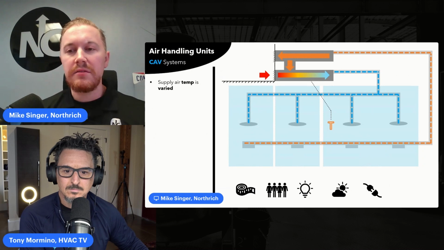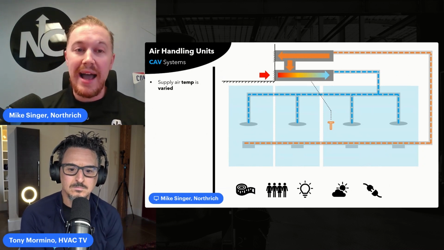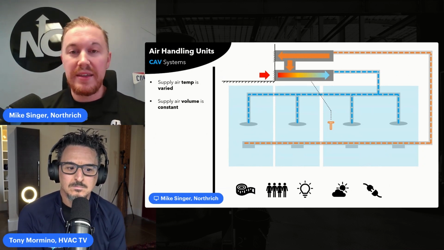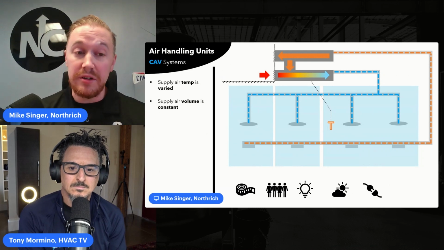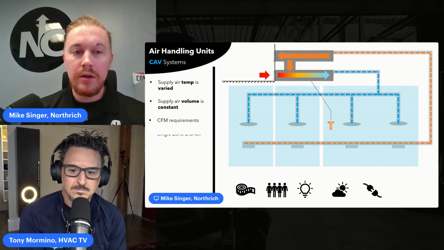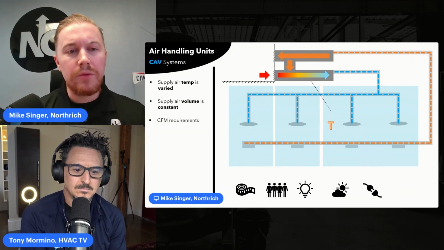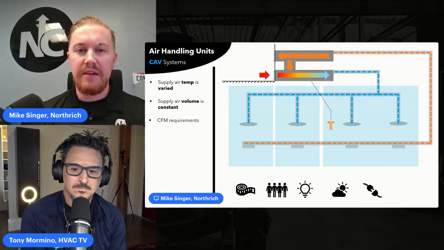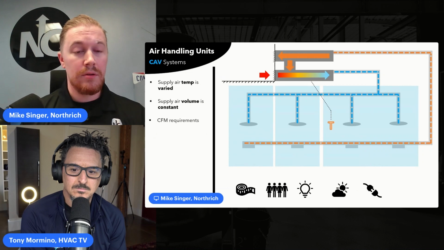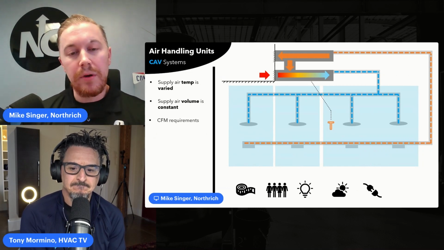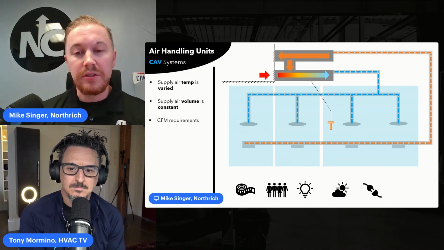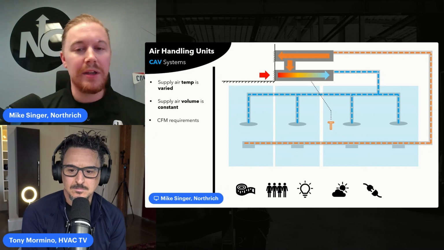In a constant volume system, the supply air temperature is varied while the volume delivered is constant. Okay. So before I move to single zone disadvantage, how do we determine the CFM requirements of an air handling unit? Well, that's an output of the engineer's load calcs.